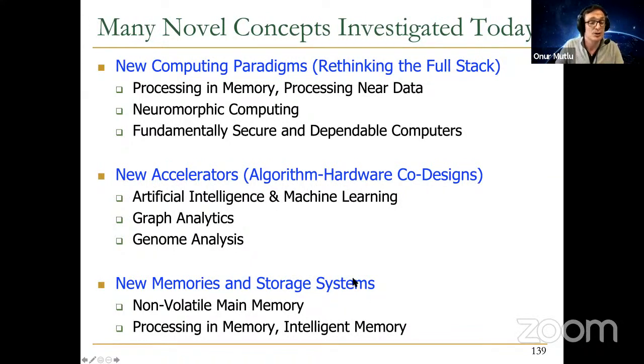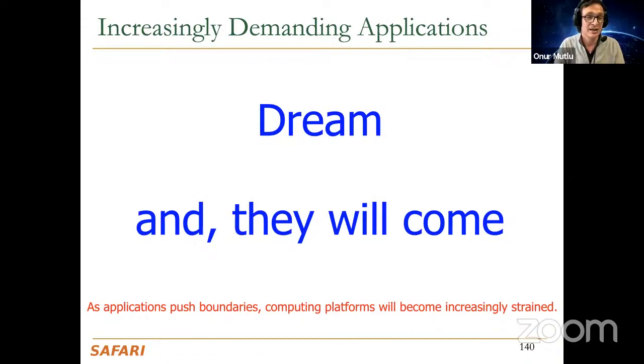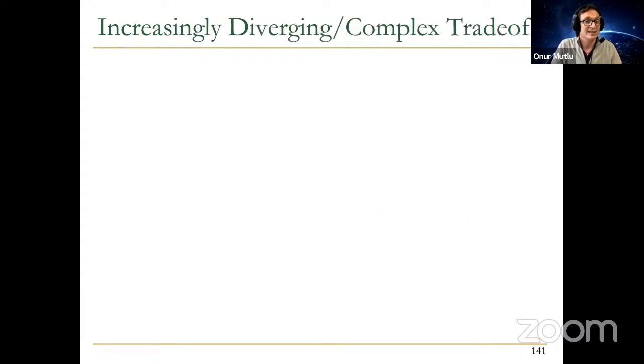And there are new memories and storage systems like we discussed: non-volatile main memory, processing in memory, intelligence inside the memory, using machine learning concepts to improve system decisions in memories as well as architectures. So this list can be expanded. I gave you some sampling over here. But basically, applications are not a problem. We're dreaming and applications are coming. There'll be more. And trade-offs are becoming increasingly diverging and complex.